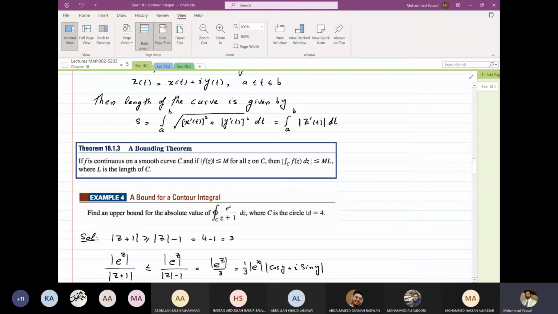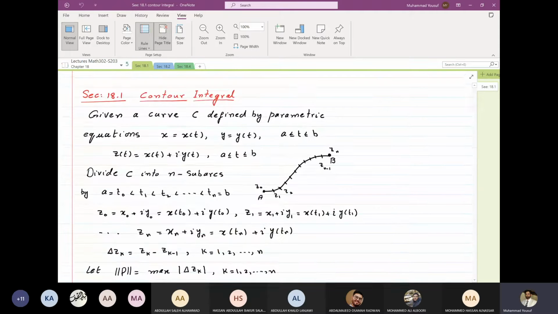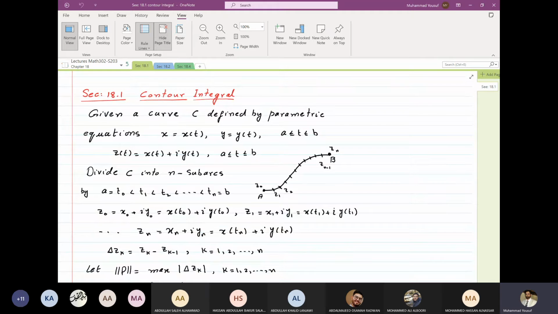Okay, let us start from the section which we were doing before the break. It was section 18.1, contour integrals. Contour integrals are integrals where we integrate a function along a curve in 2D space.